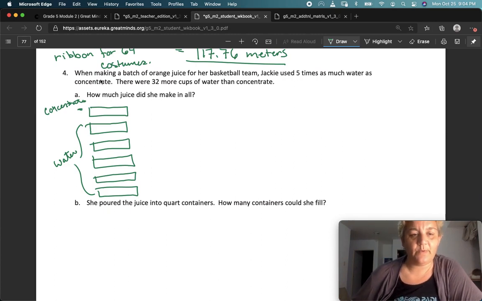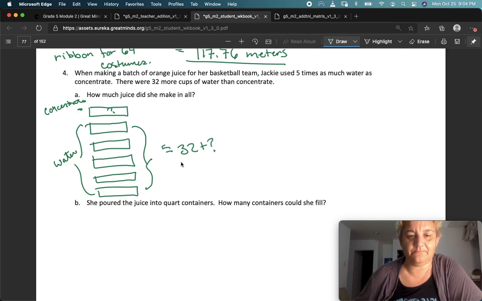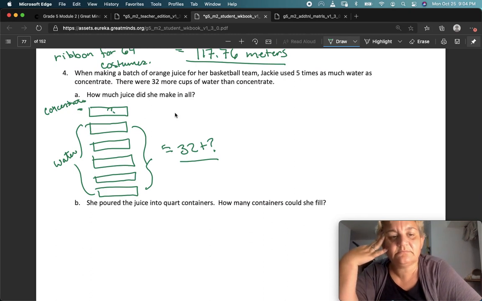Okay. When making a batch of orange juice for her basketball team, Jackie uses 5 times as much water as concentrate. Okay, so here's 5 waters and 1 concentrate. There were 32 more cups of water than concentrate. Okay, so whatever this number is, it is equal to 32 plus whatever that number is. How much juice did she make in all? Okay, let's see.